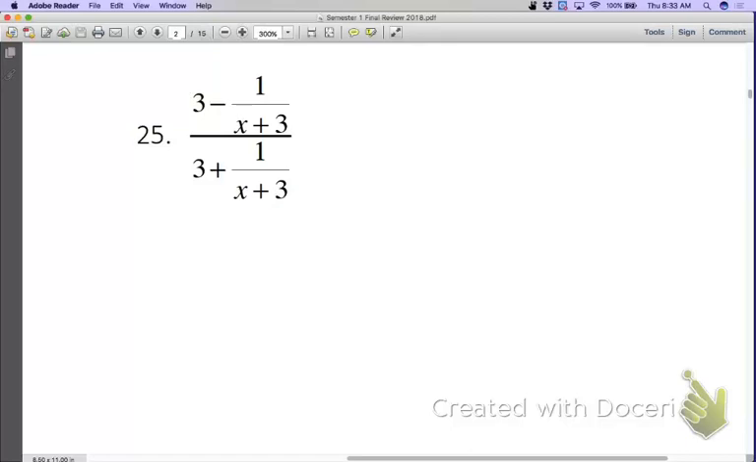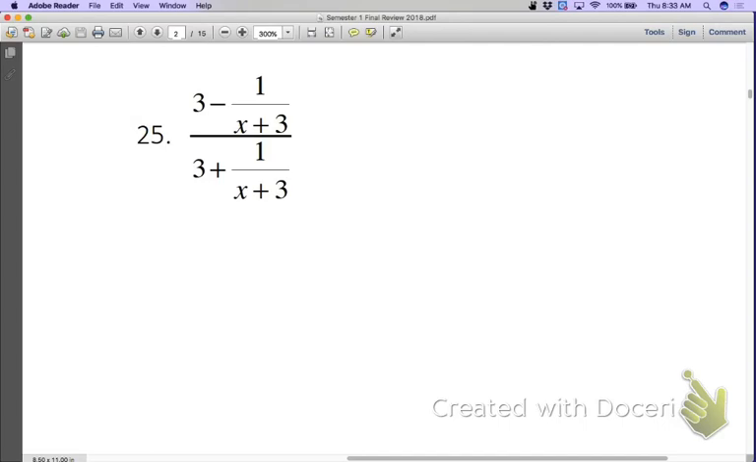Alright, so number 25 deals with a complex number. We just have to divide complex numbers. So this comes from P6. We have to make sure that we have all the domains written down, as well as what must be excluded from the domain, or my restrictions.